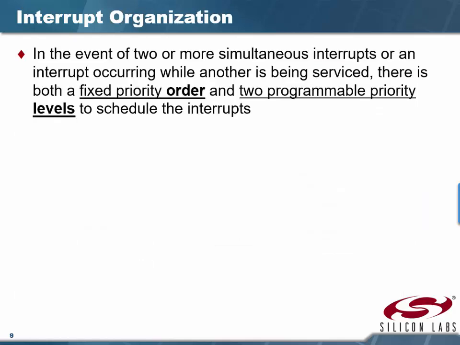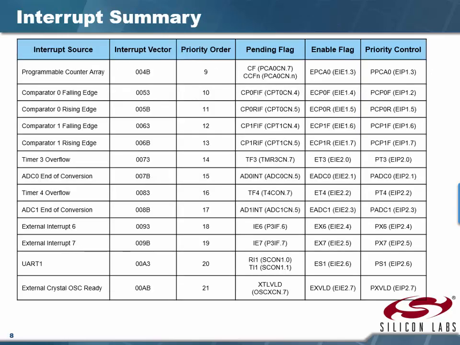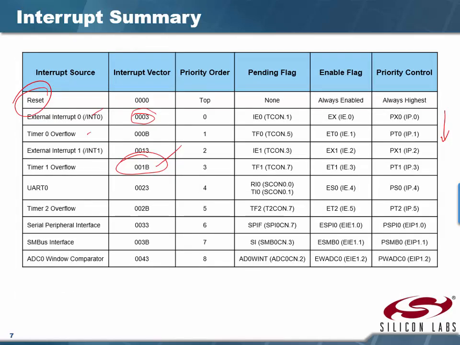So, with the fixed priority and the two priority levels, for example, we can set the priority to two different levels, low or high priority, for some of these.